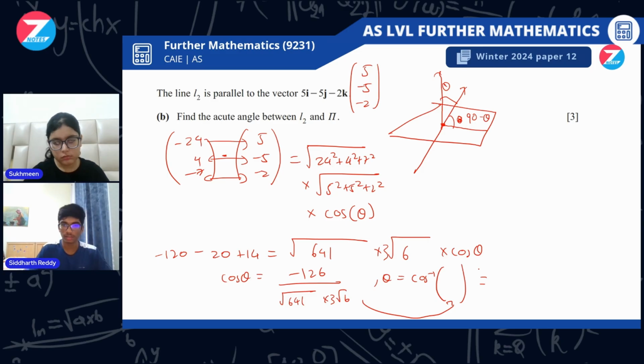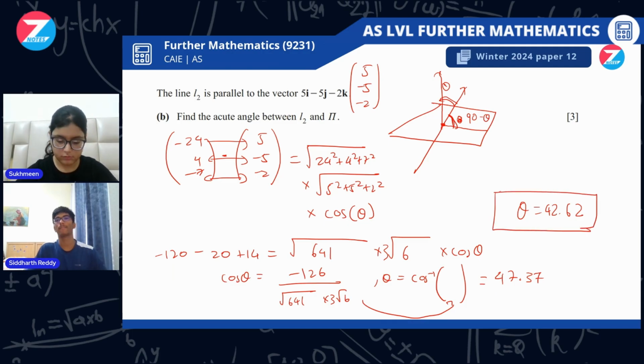So when you put this in the calculator, we get 47.37. Actually, I got 132.62, but if you do 180 minus that, you get 47.37. So this angle is 47.37, but we need to find the angle between the line and the plane. So we need to take 90 minus that again. So 90 minus 47.37, we get theta is equal to 42.62. Yeah.